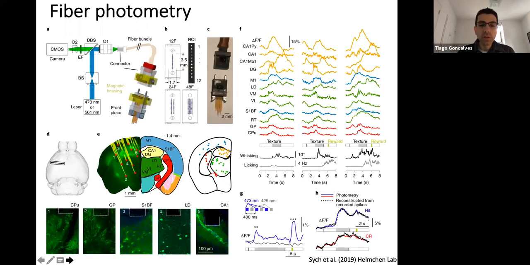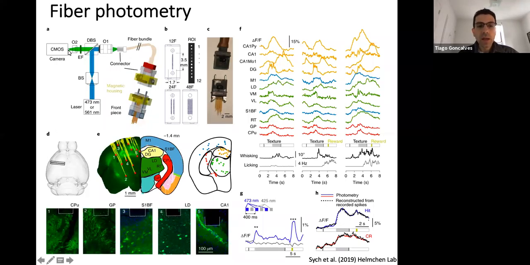I'm going to give you a little bit of this. I think this is kind of one of the state-of-the-art papers of fiber photometry. This is a really cool work by the Helmchen lab. So this is the system they use. It's basically a camera, which is a CMOS sensor. It's pretty much the same sensor that you have at the back of your cell phones.